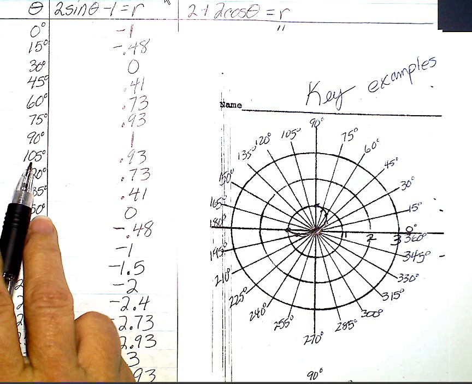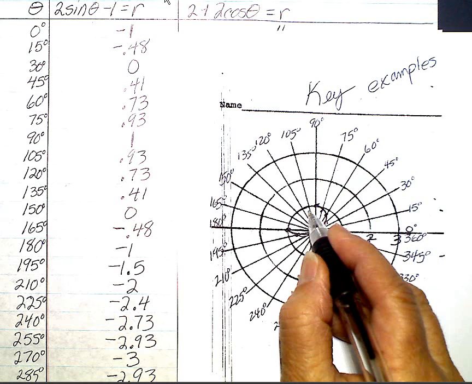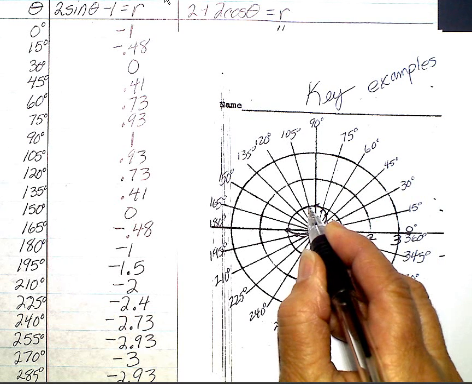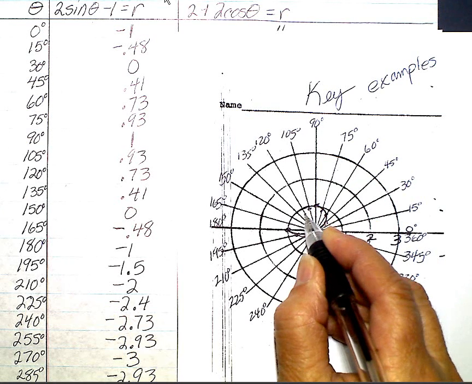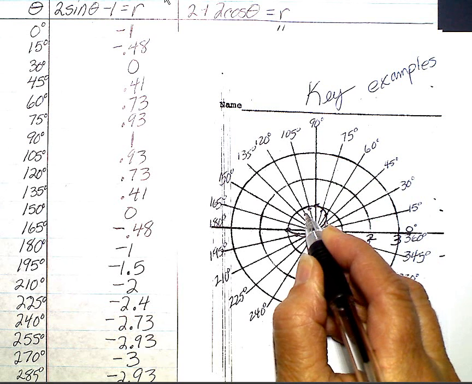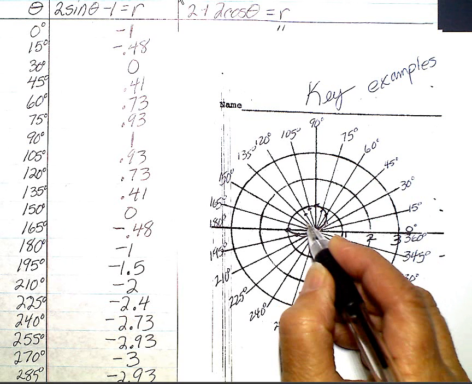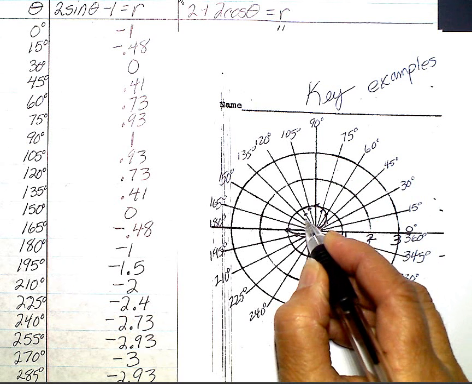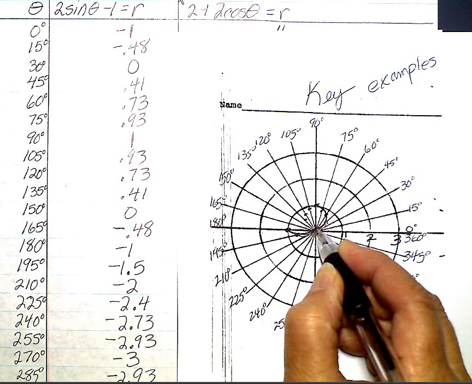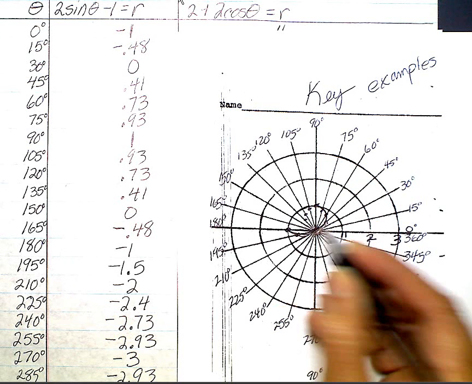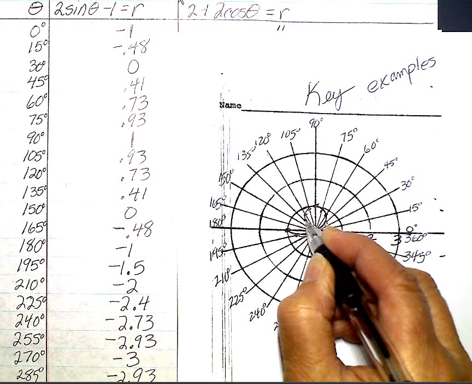At 105, we're out to a 0.93 again. At 120, we're at 0.73, back down a little bit. At 135, we're at 0.41. At 150, we're back to 0. So as I connect those, I get this little loop up there.